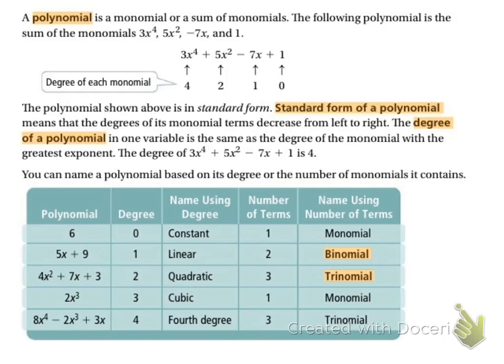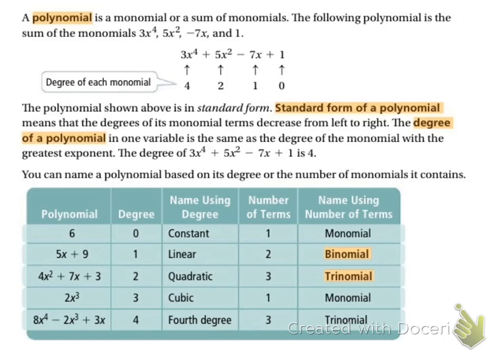Okay, so a polynomial is when you put a bunch of monomials together. Poly means many. So you're putting many monomials together. And we want to stick it in standard form, and that's when we put the highest degree first, then the next lowest degree, and the next lowest degree, and the next lowest degree. So here this has a degree 4, this one has a degree 2, this one has a degree 1, this one has a degree 0. So it was 4, 2, 1, 0. You start with your biggest and go to your smallest.